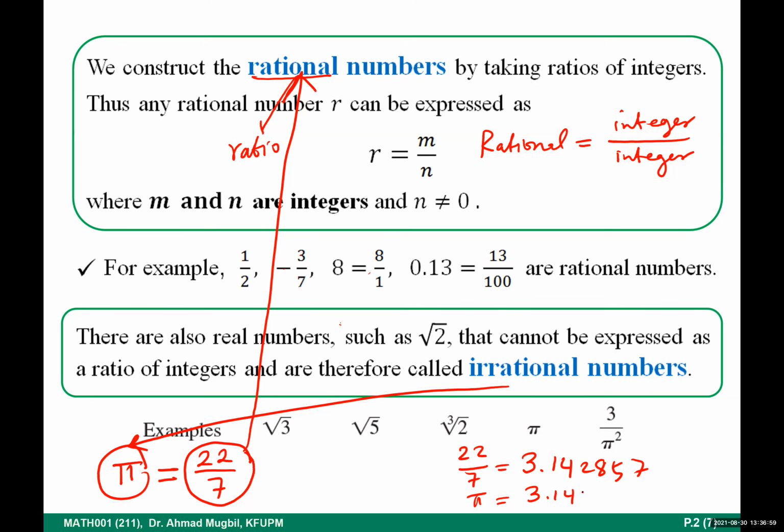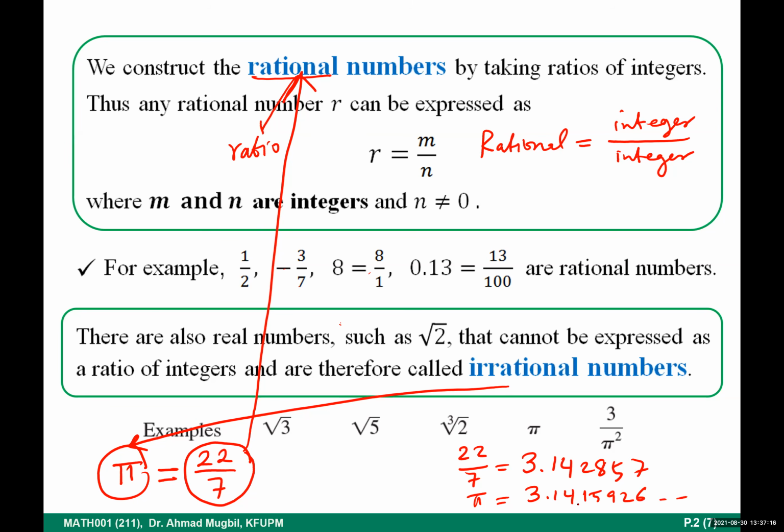Pi. Here in the phone, so I'm going to find it. It's not equal. They are not equals, but I just want to show you. 3.14159265 and so on.